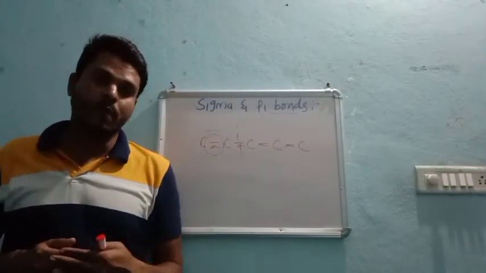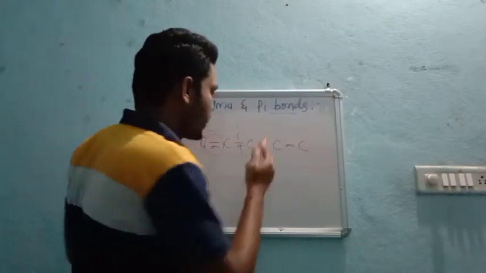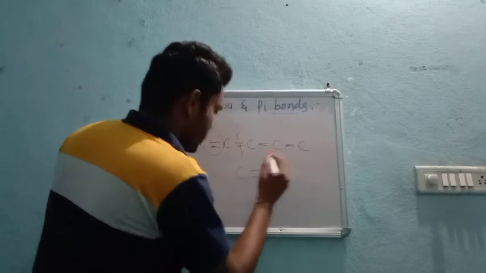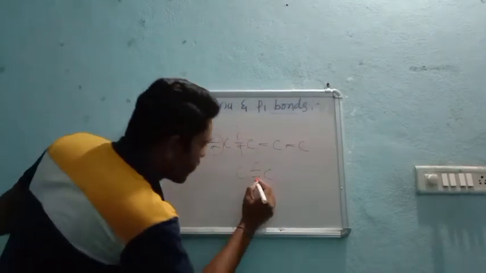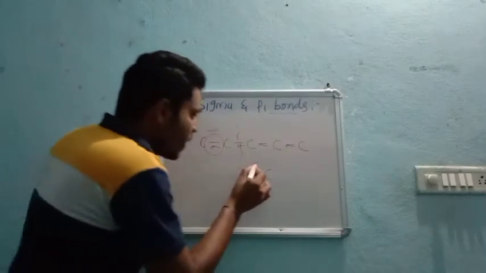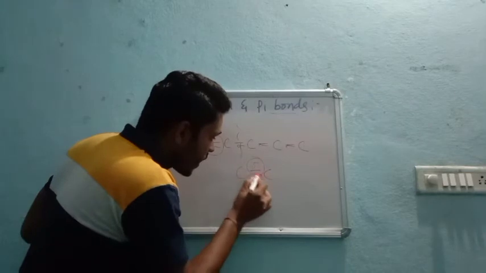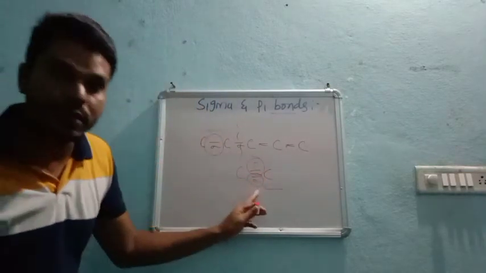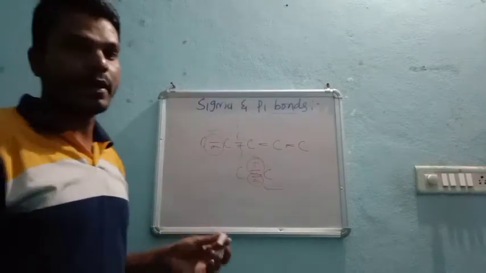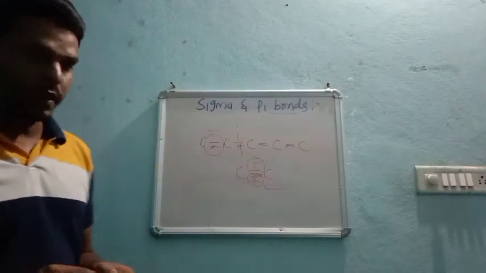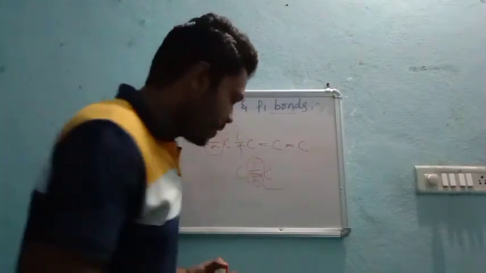If only a single pi bond is present, like this, and I consider the upper bond as a pi bond and this as a sigma bond, then I require less energy to break the pi bond, but a large amount of energy to break the sigma bond. Okay? This is the difference between pi and sigma bonds. So this is all about the bonds.